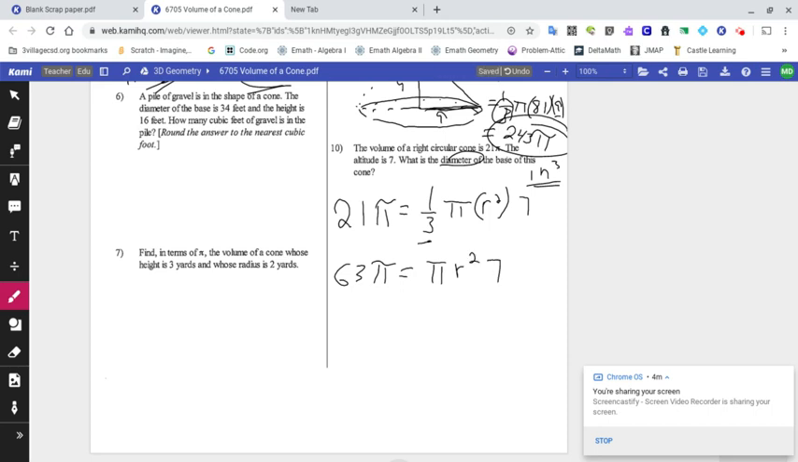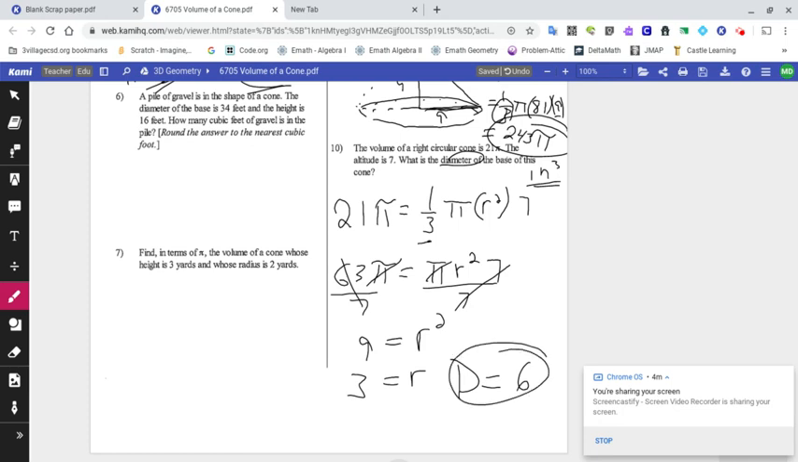I can divide both sides by pi, and those go away. Then I can divide both sides by 7. That gives me 9 equals r squared. So r equals 3. Double it, and my diameter equals 6. And you're done with that one.